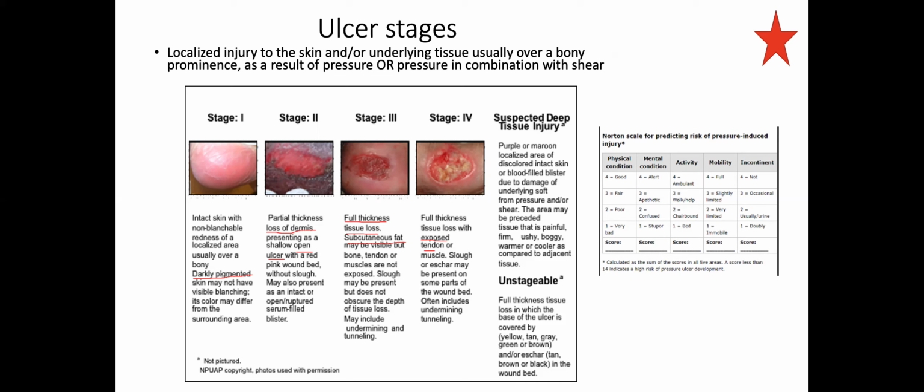So make sure that you know the difference. So stage 1, darkly pigmented. Stage 2, partial loss of dermis with an ulcer. Stage 3 is going to be full thickness, but we're not going to see bone or muscle or tendons. Stage 4, we see pretty much everything.